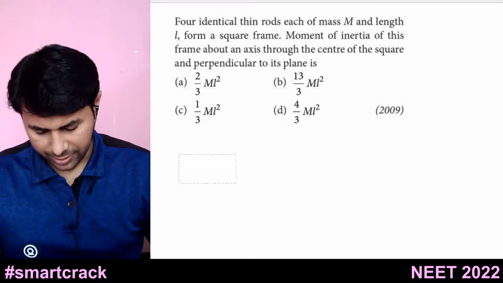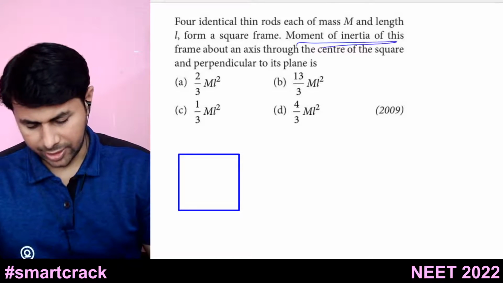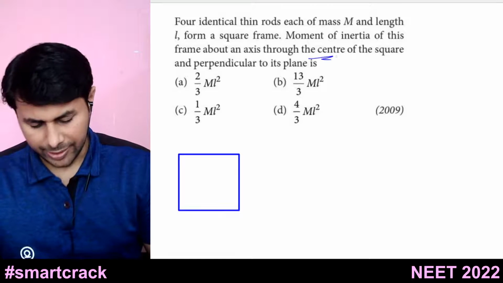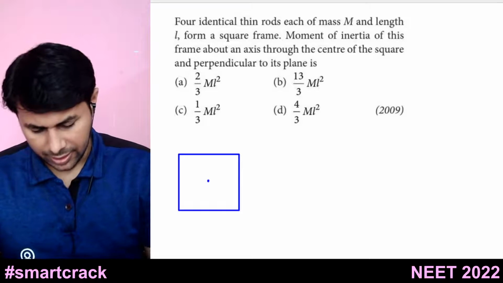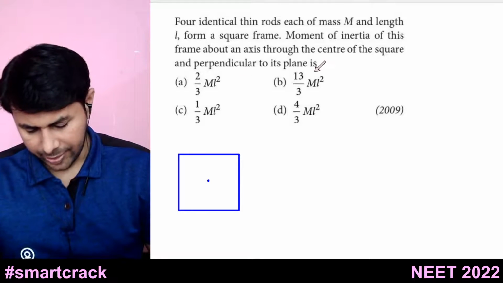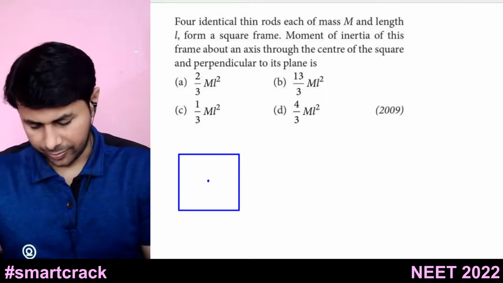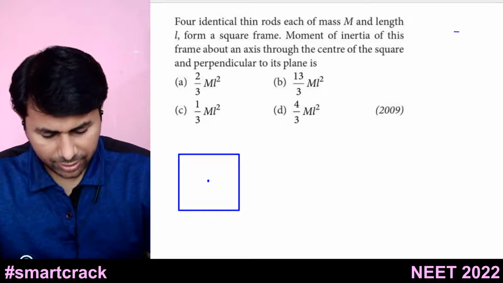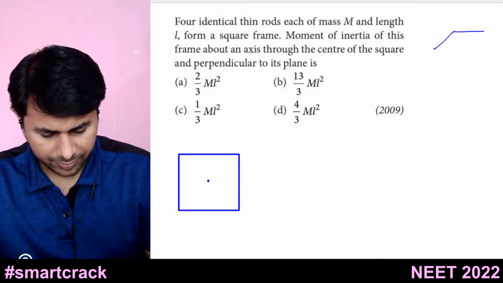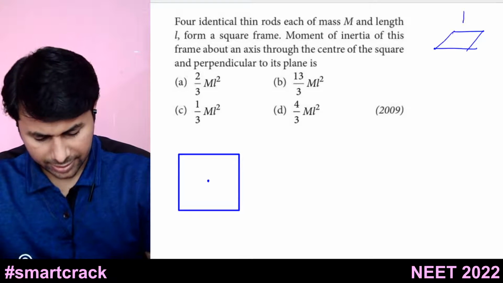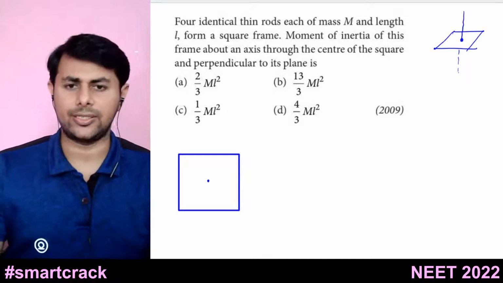So the frame is something like this, and we want the moment of inertia of this frame about an axis which passes through the center of the square. Okay, so this is the center of the square, and the axis is perpendicular to the plane at this point. If I try to draw a kind of 3D diagram, this is the square, and the axis passes through its center. So we want to find its moment of inertia about this axis, right?